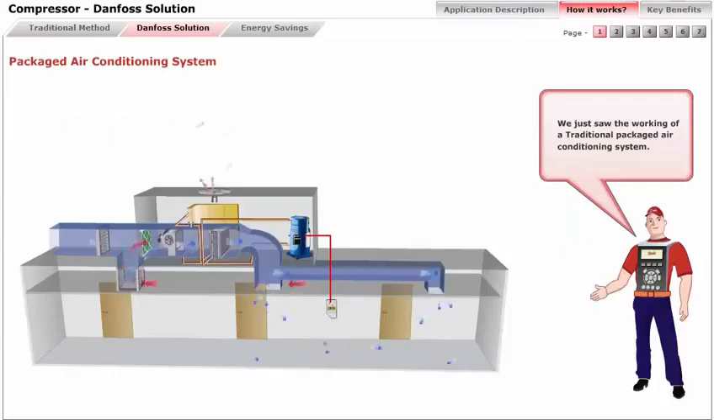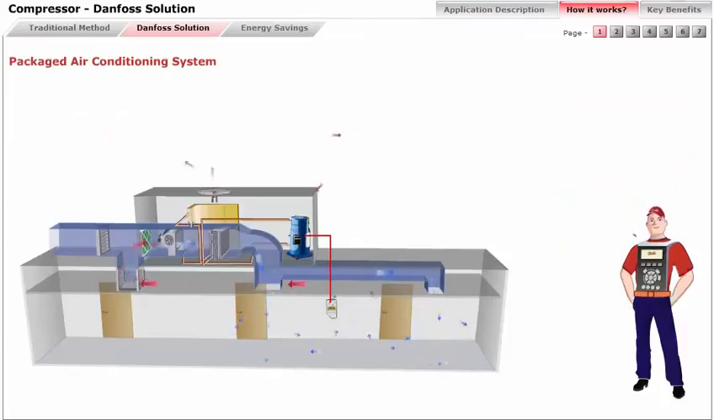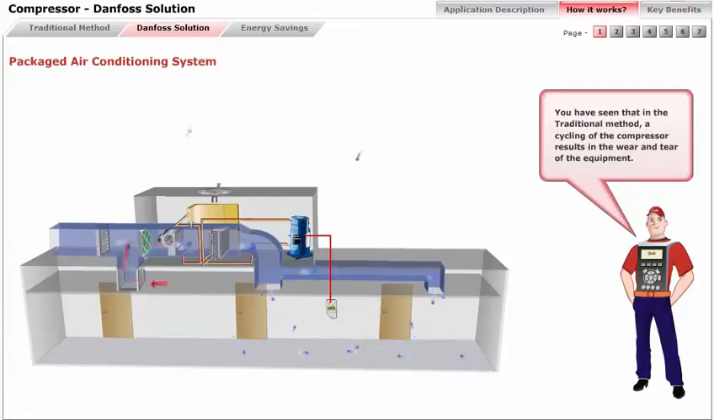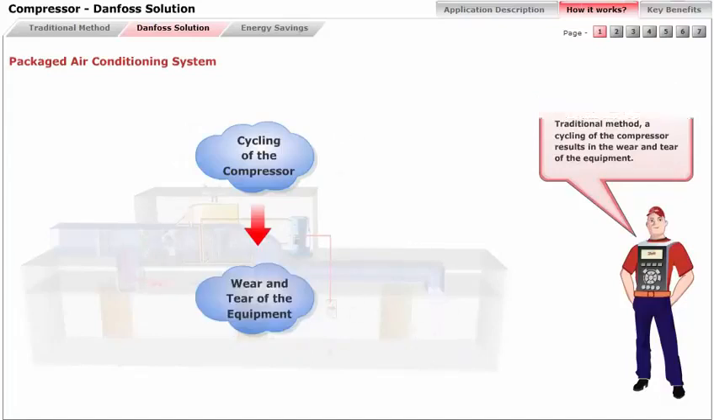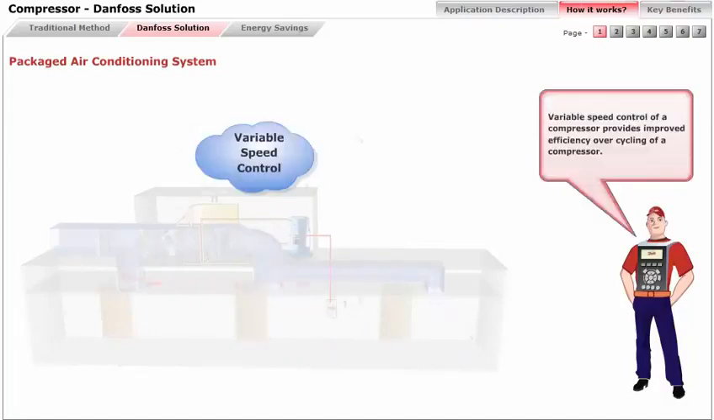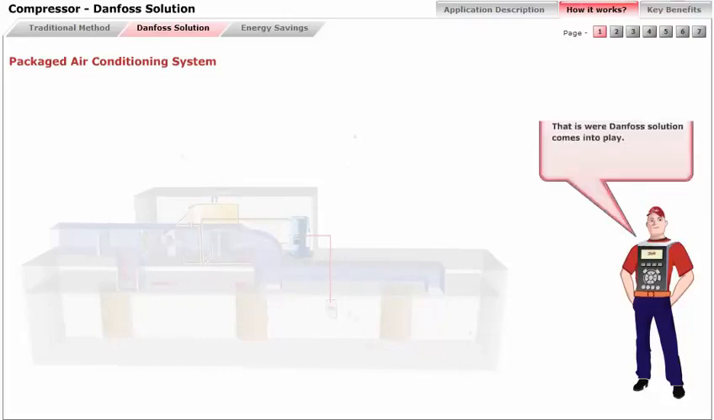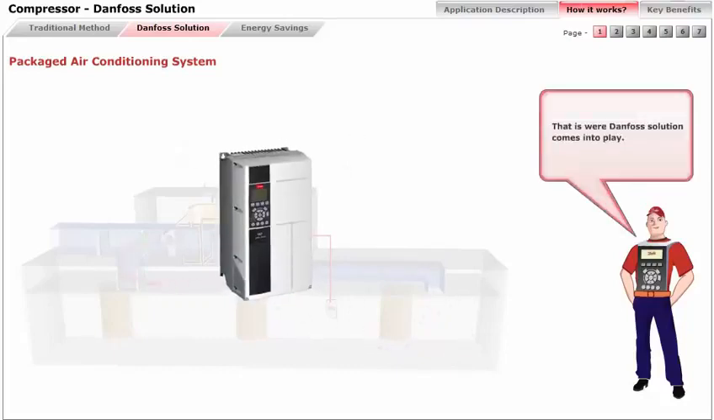We just saw the working of a traditional, packaged air conditioning system. You have seen that, in the traditional method, cycling of the compressor results in wear and tear of the equipment. Variable speed control of a compressor provides improved efficiency over cycling of a compressor. That is where the Danfoss solution comes into play. In the Danfoss solution, the best energy savings are achieved by installing a VLT-HVAC drive to the system.